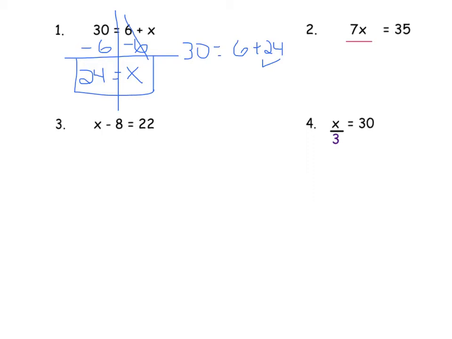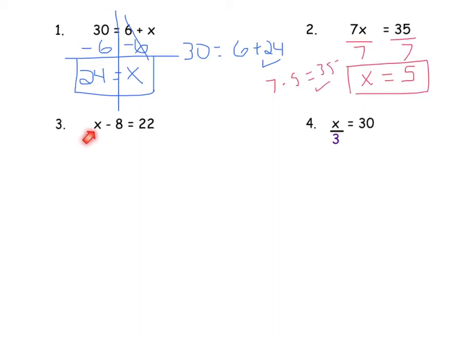So you undo multiplication by dividing. So we're going to divide by 7. So x, we think, is 35 divided by 7, which is 5. We'll check it by plugging it back in. 7 times 5, does that equal 35? It does, so we know this is our answer.